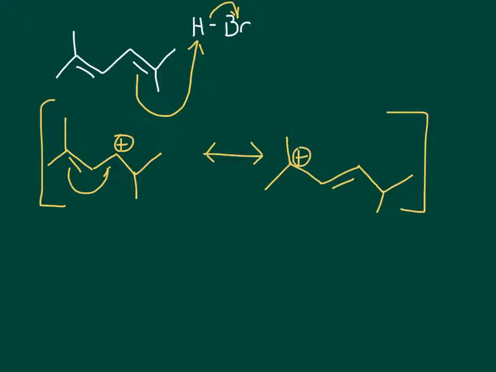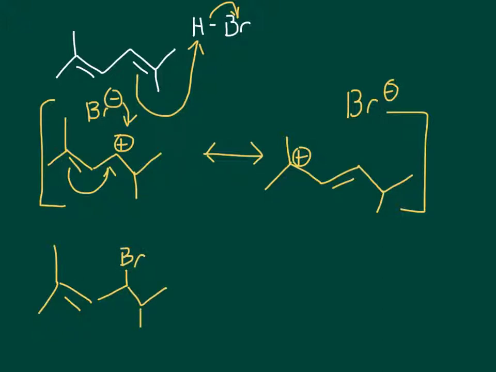That's done. And now we can go ahead and start seeing what our products will look like. And I'll draw a respective bromine for each resonance structure, or each possible product that we could see. Starting with the one on the left, we would see a product that would look like this. Bromine there. And with the resonance structure on the right, we would see a product that looks like this. The bromine last.